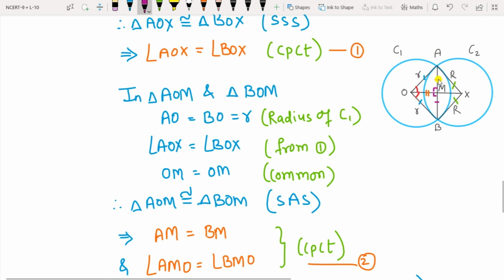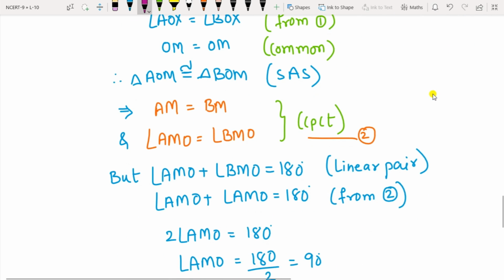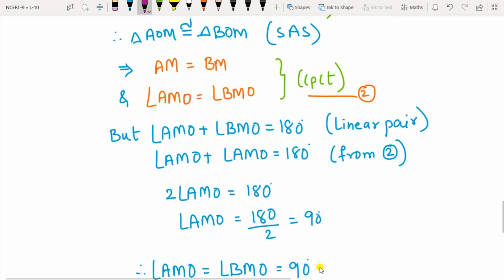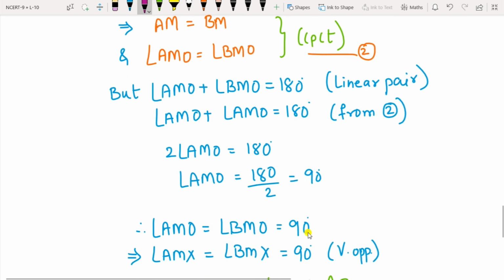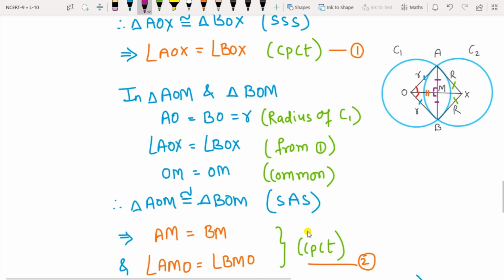Now we can see that AMO and BMO lie on a straight line here. Straight line means these two angles are in a linear pair. So if you add those two angles, you will get 180 degrees. In place of these two, we can write any one name. So 2 times angle AMO equals 180. So angle AMO equals 90, and therefore BMO will also be equal to 90. So these two angles are 90 degrees here.